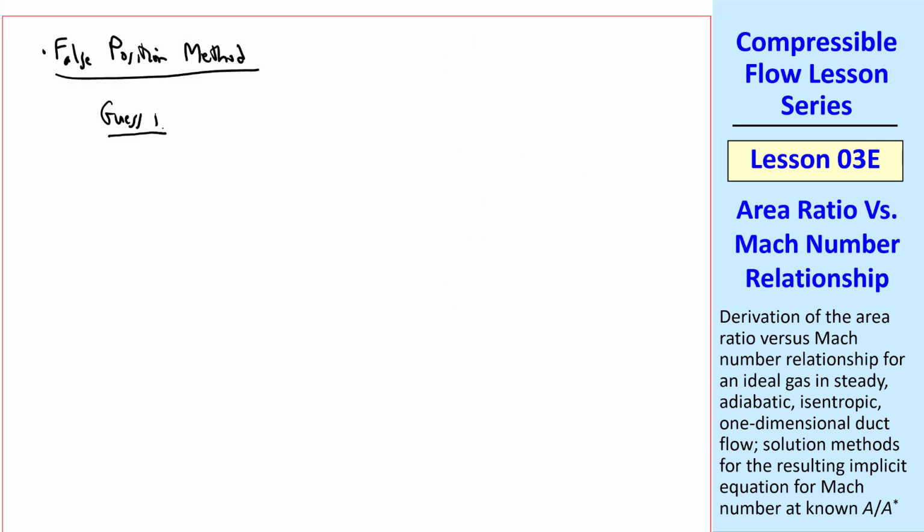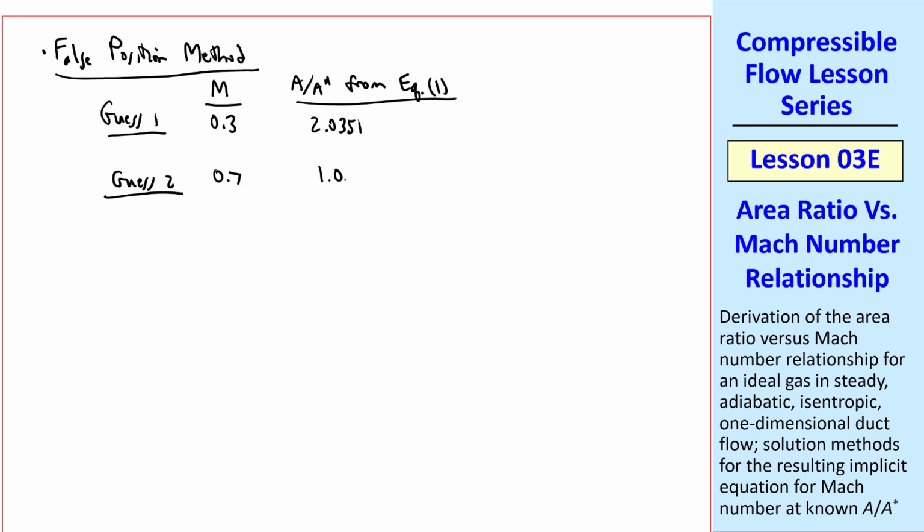You set up your first guess, where we're guessing Mach number, say we guess 0.3, then we calculate a over a star from our equation 1. That's the value I got. I'll pick 0.7 as my next guess. I get 1.0944. If you're really lucky, you'll guess the right m that gives you 1.5. But we weren't that lucky.